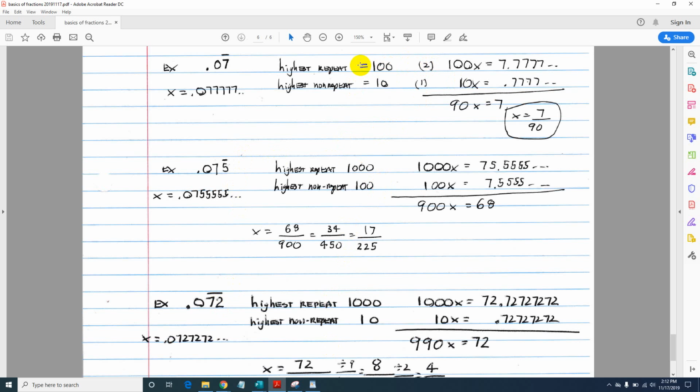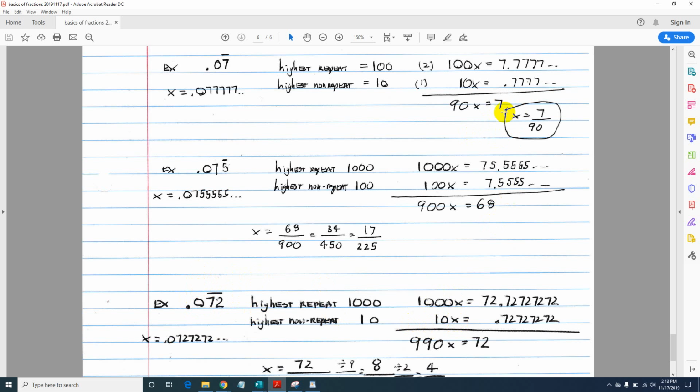So you look at this very, very quickly. The highest repeating is in the hundredths place, so that's why that's 100. The highest non-repeating is in the tenths place, that's why that's a 10. Problem solved. Here, the highest repeating is in the thousandths place. Equation 2 is 1,000. The highest non-repeating is in the hundredths place. That's the 7. That's why I do 100. Here, the highest repeating is up to the 2, that's in the thousandths place. So you do 1,000. Here, the highest non-repeating is only in the tenths place. So that's why there's a 10.